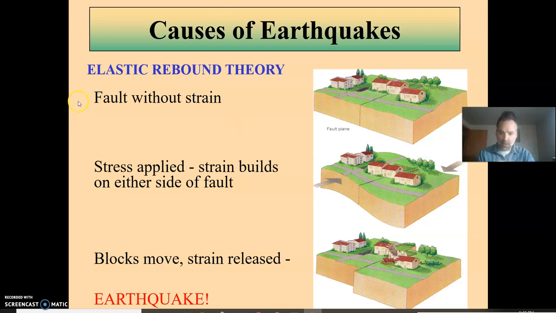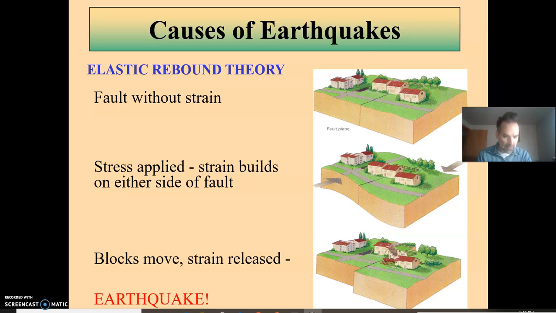Here, this is showing a fault that's cutting through the block, and it's just a fault plane. There hasn't been any stress applied. Then here is the block with the fault, but here we have stress being applied here, and then stress being applied over here. Now, what's happening is we're building up strain in these rocks.